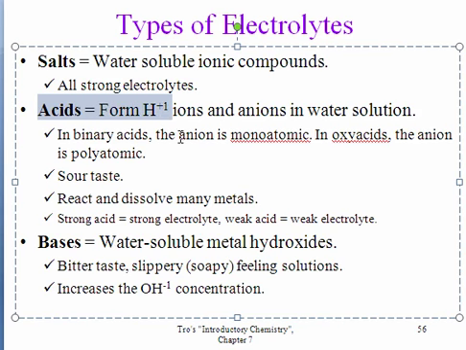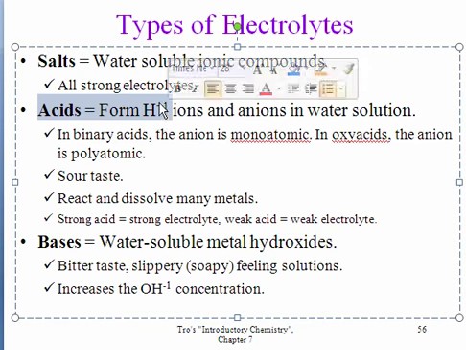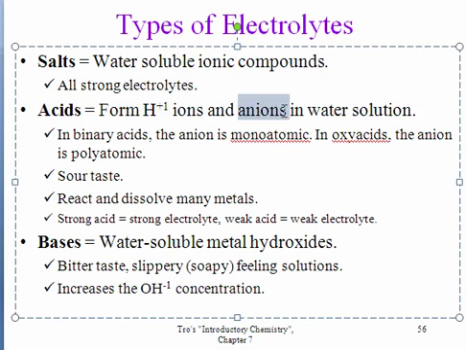Acids, we know from our naming, have H plus in them. When they dissolve in water, they form H plus as well as some other anion. If we're looking at binary acids, such as hydrochloric or hydrobromic acid, the anion is monoatomic, such as bromide, if we're talking about hydrobromic acid, or chloride, if we're talking about hydrochloric. In oxyacids, the anion is the polyatomic ion that the name is based on.